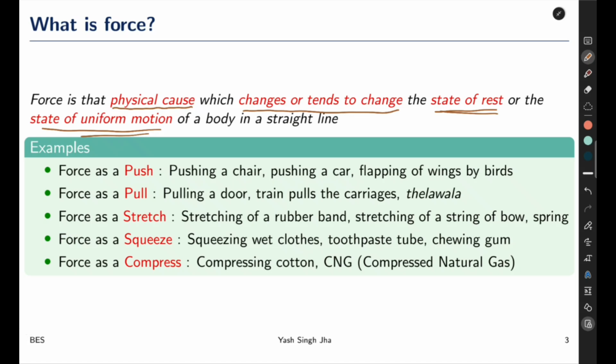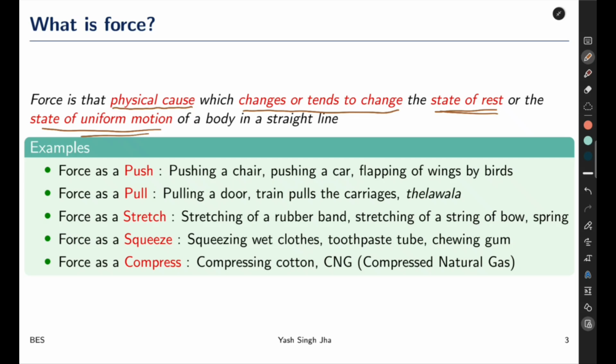Moving on. The cause has some effects. The cause is always followed by an effect. The effect can be either pushing, pulling, stretching, squeezing, compressing, and so on. A few of the examples: if the force causes a pushing effect, the examples are pushing a chair, pushing a car, flapping of wings by birds, etc. Force as a pull: pulling a door, a train pulling a carriage, the thela wala, the cart guy.